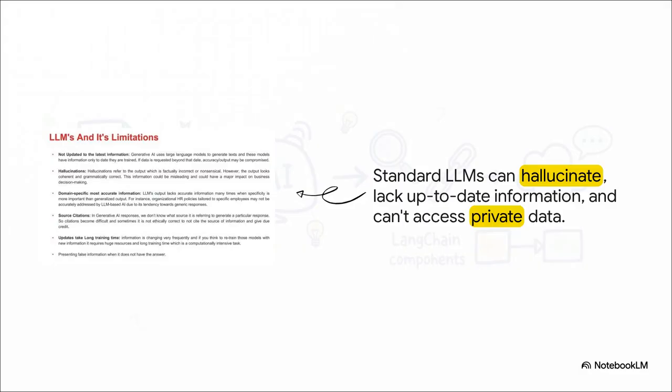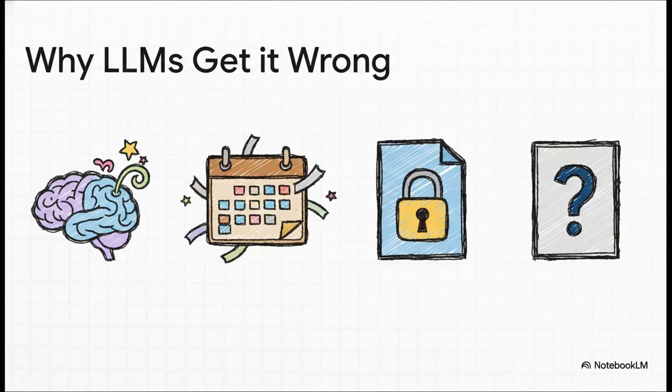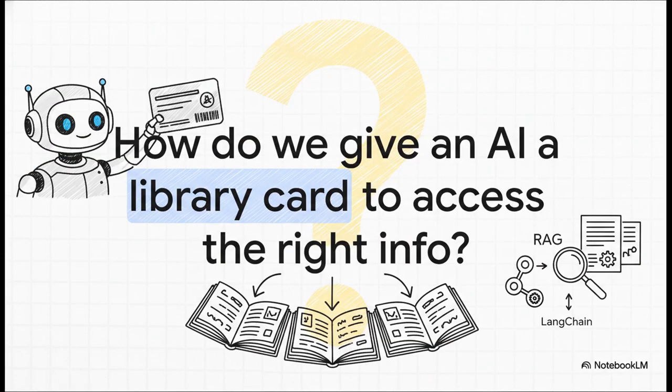It happens because LLMs have major limits. They're stuck in the past and can't see your private files. They hallucinate, their knowledge is stale, and your private info is off limits. You just can't trust them. Okay, so how do we fix this?